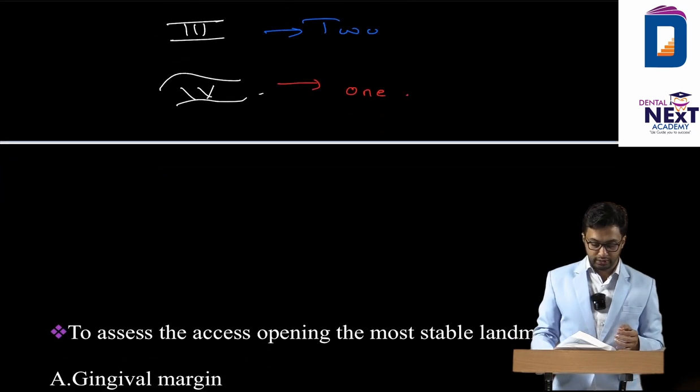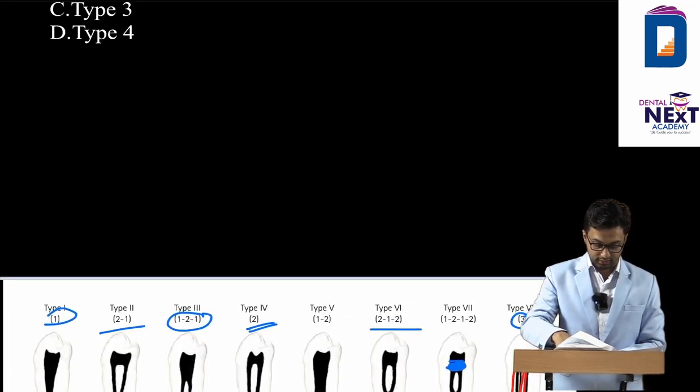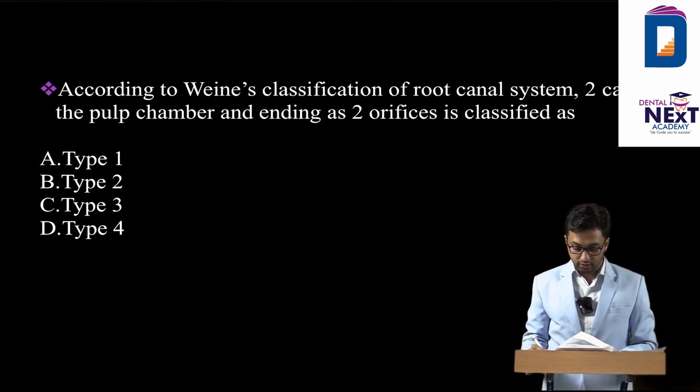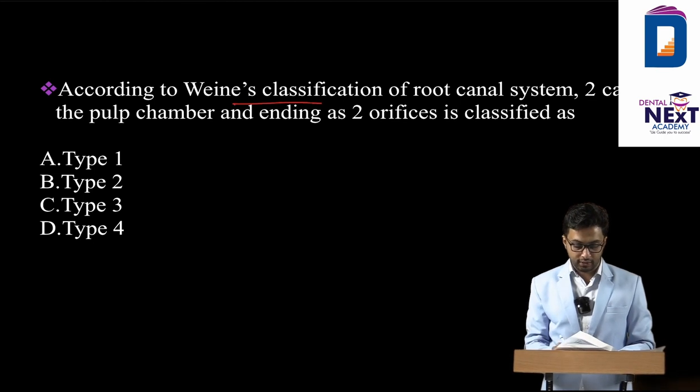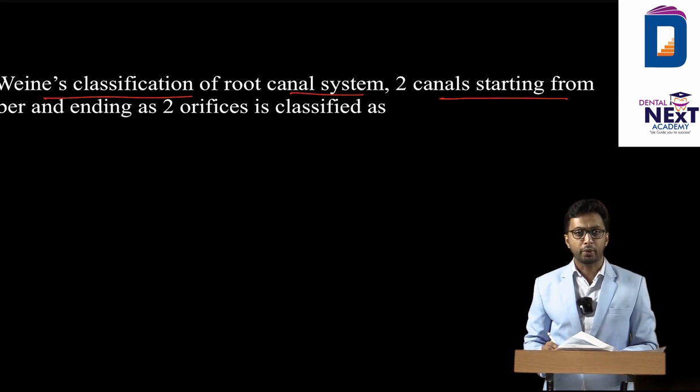Okay, so let us go on to the next. Also, before that, let us discuss this question. We have not discussed the question. Now, they're talking about Weine's classification. According to Weine's classification of root canal system, two canals, so they're talking about Weine's, okay.